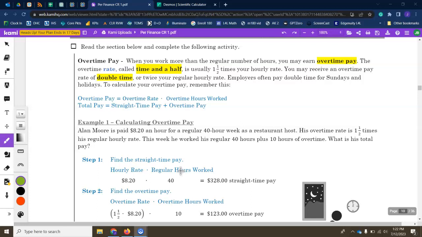more for that. So there are laws protecting you from getting taken advantage of by businesses by making you work too many hours, right? If they're going to make you work too many hours, they're going to have to start paying you more than they really want to.